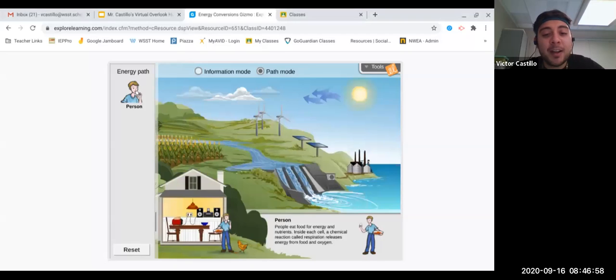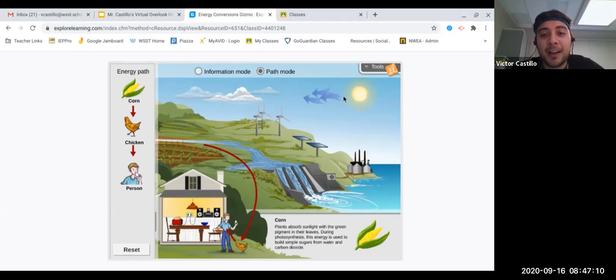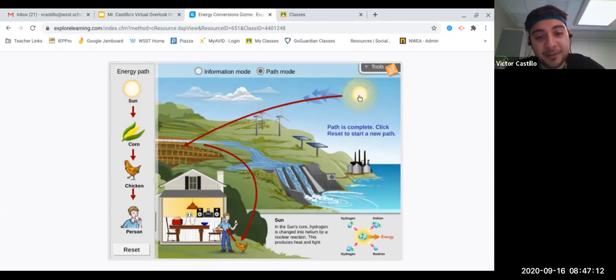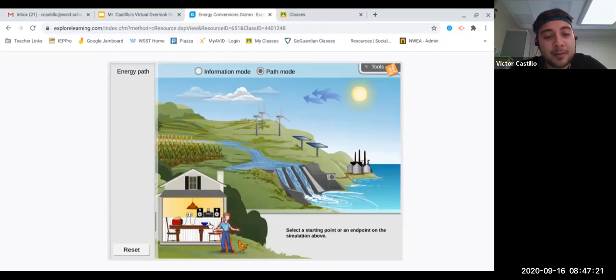So let's see. We got some answers in the chat box. It says sun, corn, chicken, and human. So the person eats the chicken, the chicken eats the corn, and the corn gets energy from the sun. Very good job. Yes, it seems like that's probably the most straightforward answer in a way. So very good job on that. So sun, corn, chicken, and human. Thank you, Jasmine.